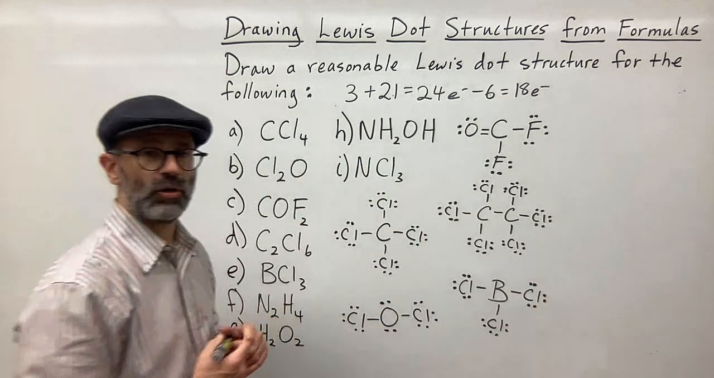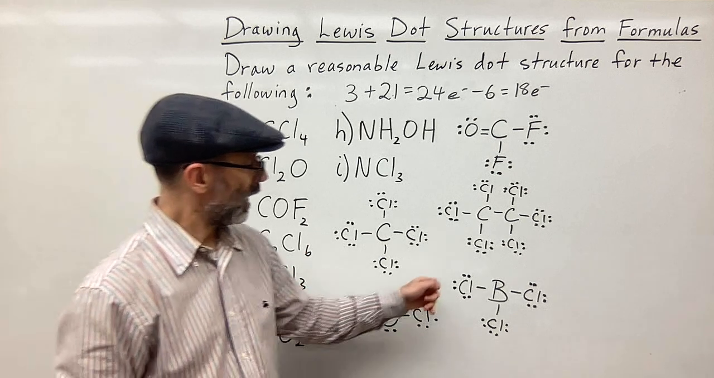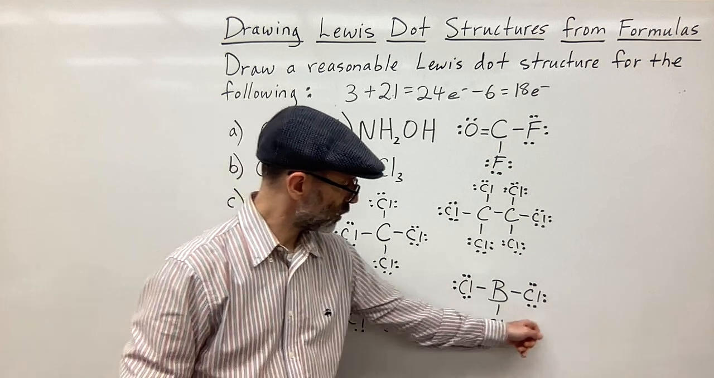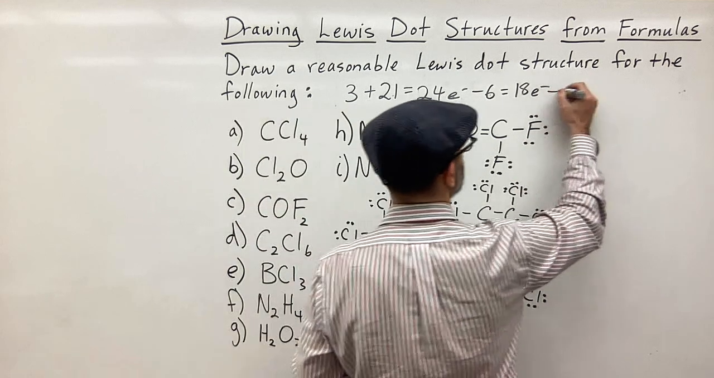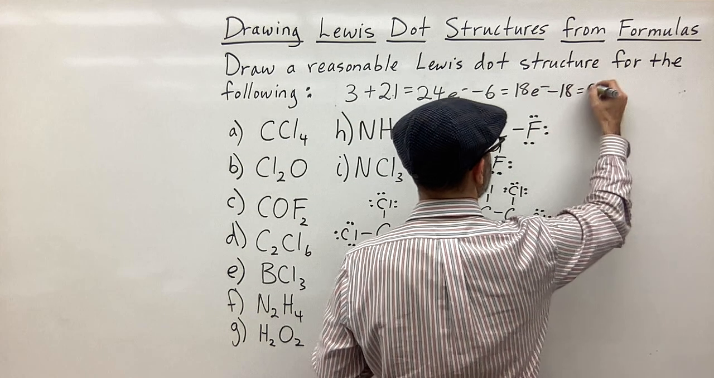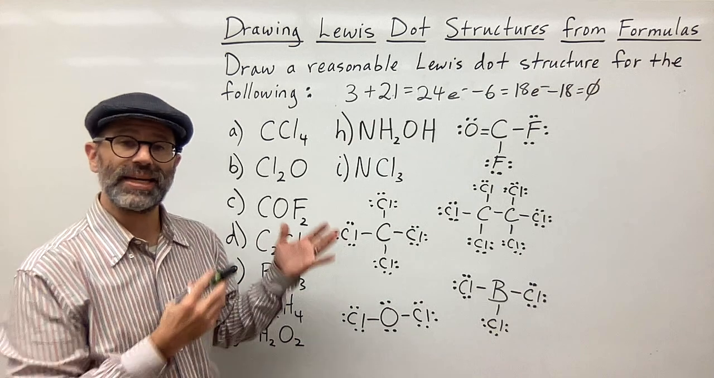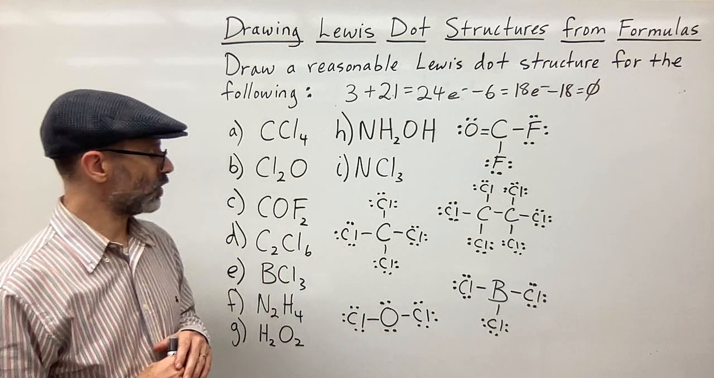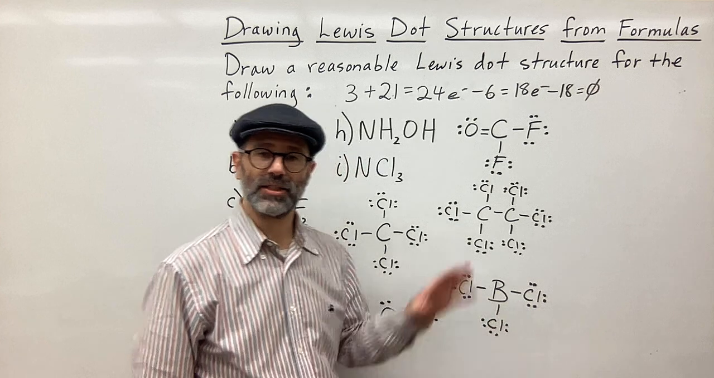So now that the chlorines all have an octet, I'm going to subtract out the electrons I used. I used 6 for each chlorine, so I'm going to subtract out 18. And that means I have no electrons left over. So now I need to double check to make sure everyone's good. Here we said that the chlorines all have an octet, so they're good.